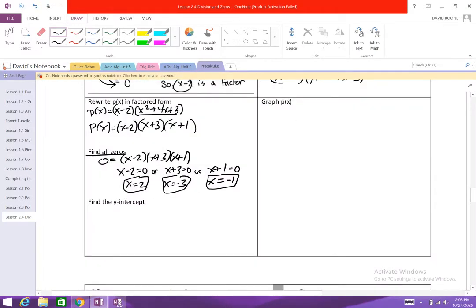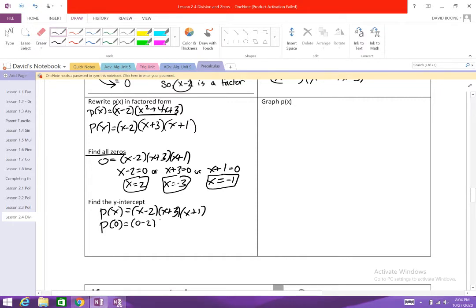The next piece here is to find that y-intercept. If we find the y-intercept of p of x equals that factored form of x minus 2, x plus 3, and x plus 1, the y-intercept occurs when x is 0. So we're really finding p of 0.